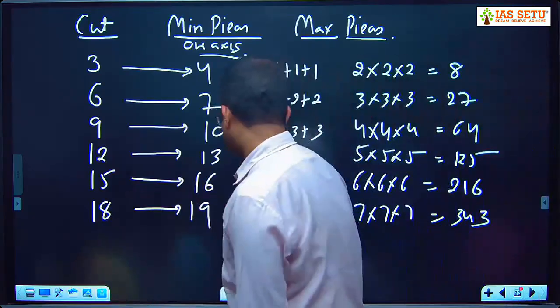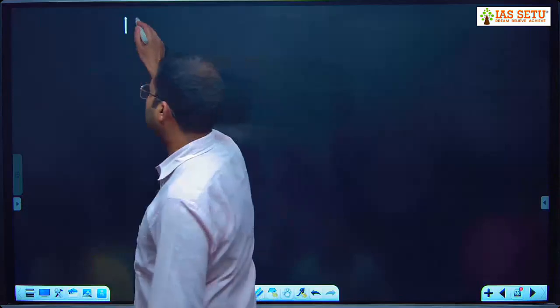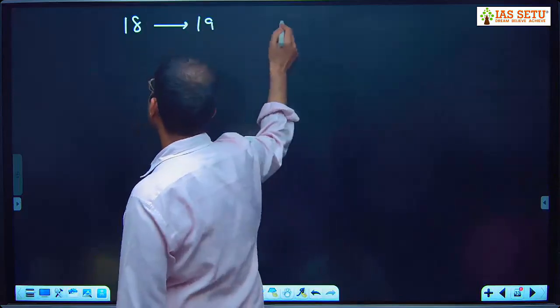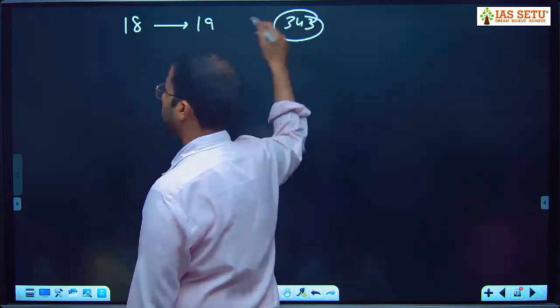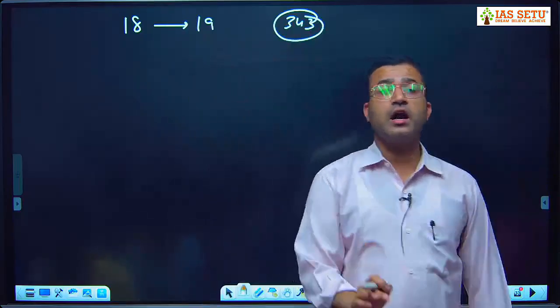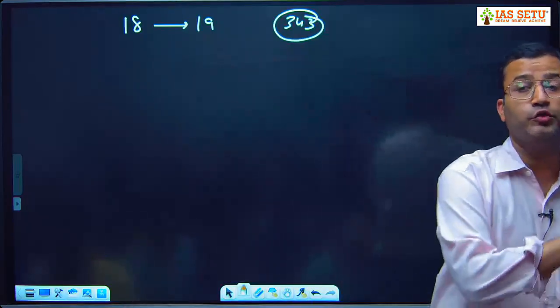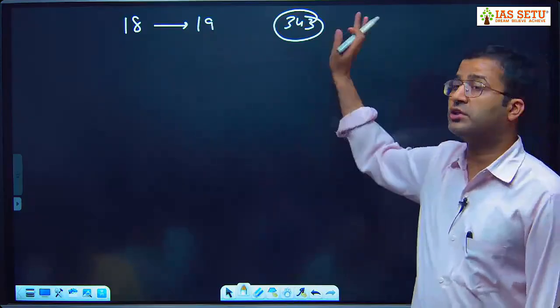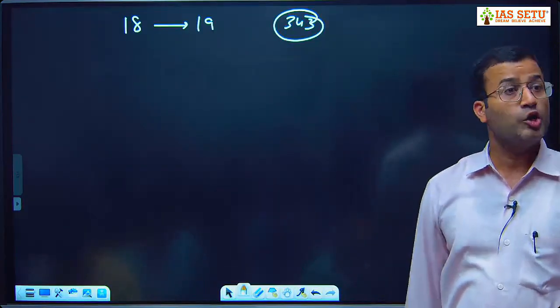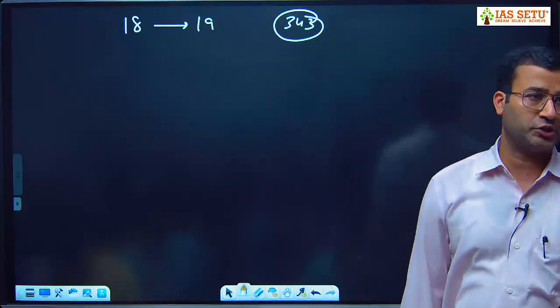Just give me 2 minutes. Like with 18 cuts, minimum pieces 19, maximum pieces 343. I guarantee you with 18 cuts, you will never get more than 343 pieces. You can try any other distribution.